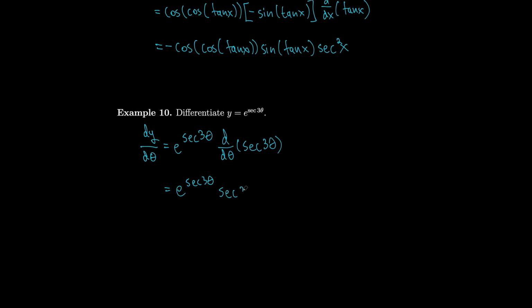So we have secant 3 theta times tangent 3 theta. Only problem is that this wasn't the derivative of secant, it was the derivative of secant of 3 theta. So that means that this was a composite function of secant and 3 theta. So we have to multiply by the derivative of what was inside, the derivative of 3 theta. Okay, so that's 3 e to the secant 3 theta. We just moved the 3 out in front because the derivative of 3 theta is just 3. And we keep our secant 3 theta, tangent 3 theta.